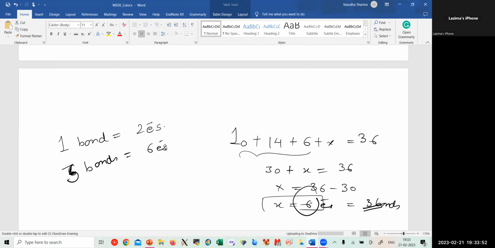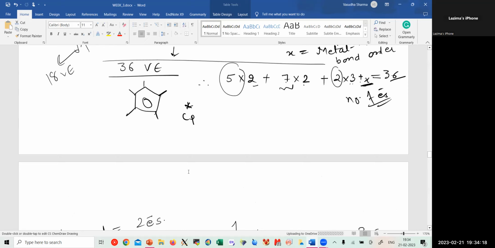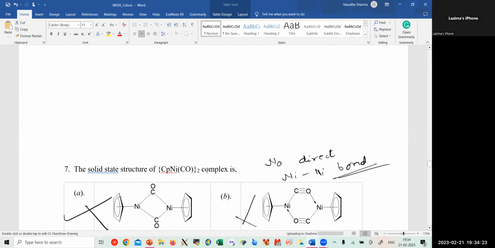If you go back on YouTube and look at the week one or week two live session, there I have shown how you can calculate the total valence electrons and the oxidation state. For that matter, you need to do a bit of study to get more hold on this. This becomes easy when you try to solve on your own. By now, this is the explanation of how you can calculate the bond order from any method.